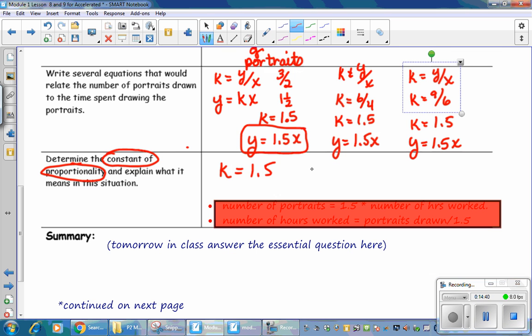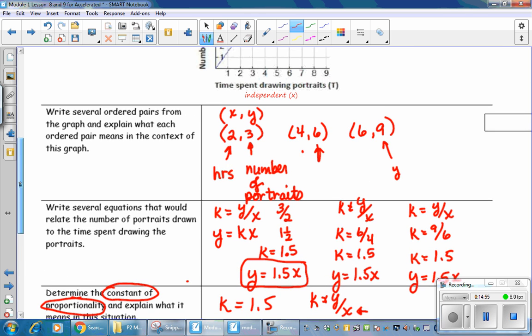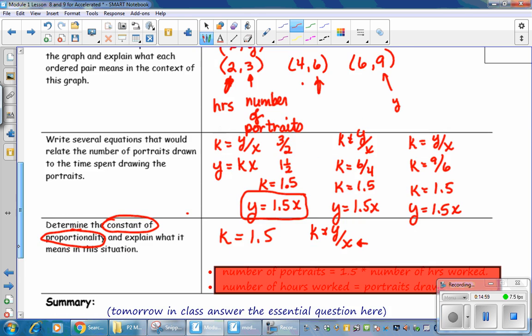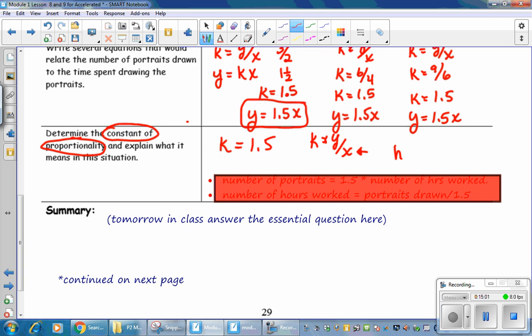So we were determining what 1.5 means in this situation. And remember that k is equal to y over x, and that is the amount for one of the denominator. And x represented, in this case, let's look at our numbered pairs again, x represented the number of hours. So we have hours in the denominator, and we have portraits in the numerator. And so that represents how many portraits can be drawn in 1 hour.